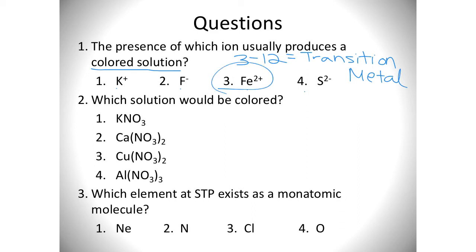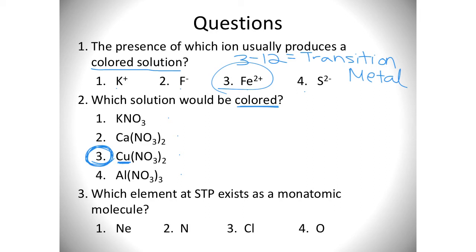Number 2, essentially the exact same question, but this time we are given compounds. So you want to look and see which one contains a transition metal. So it doesn't have to be all the elements. You're looking for just one transition metal within the compound. And we see in choice 3, we have copper. Copper is a transition metal because it's in groups 3 through 12. So copper would be our answer. And in fact, copper nitrate is a nice, pretty blue solution.